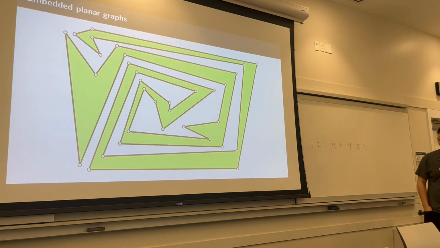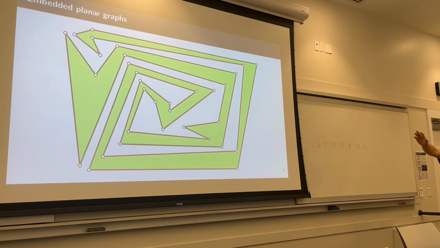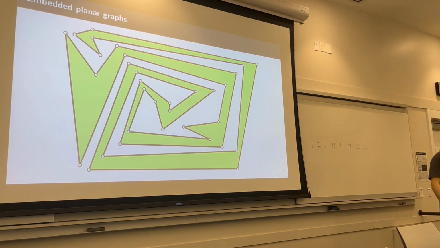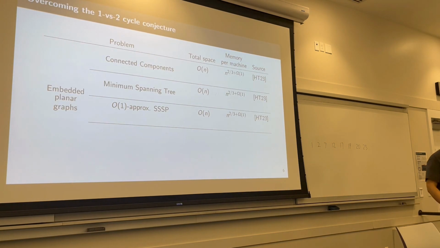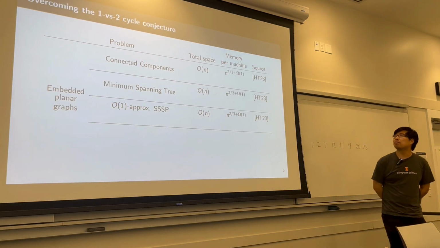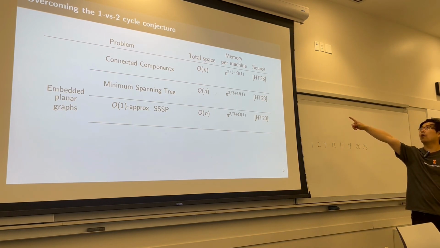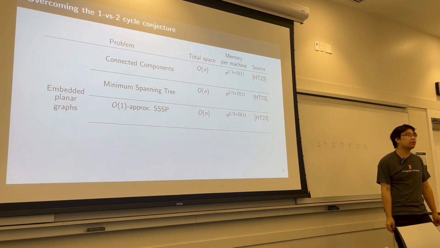So it's actually not even completely obvious how you would solve the one versus two cycle conjecture, even if you're given the explicit embedded coordinates of the graph, because your embedding can look rather nasty and wonky with holes everywhere and all that. But nonetheless, this is possible. And this was actually first done by Holm and Tětek in SOSA 2023.